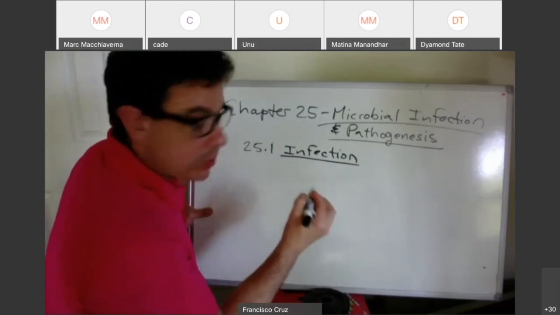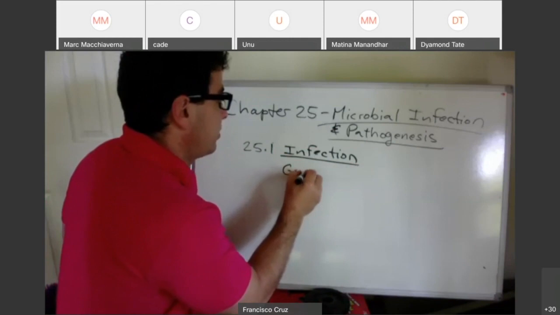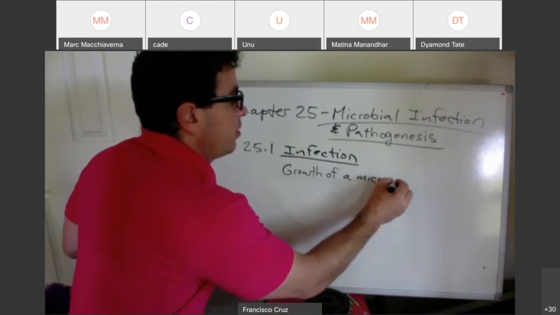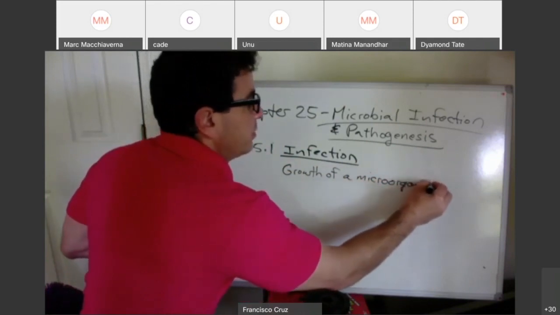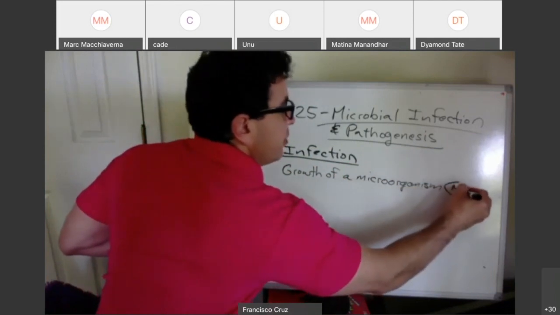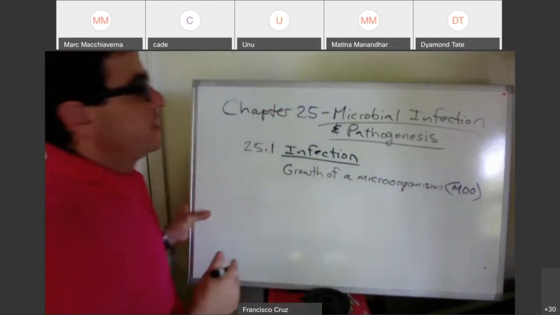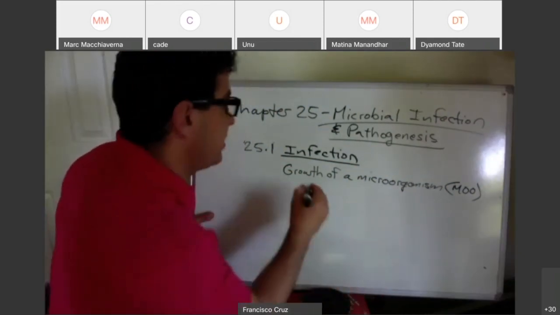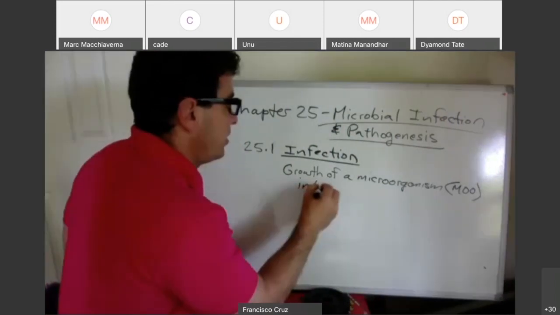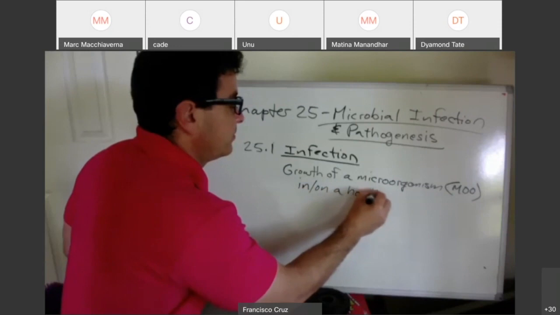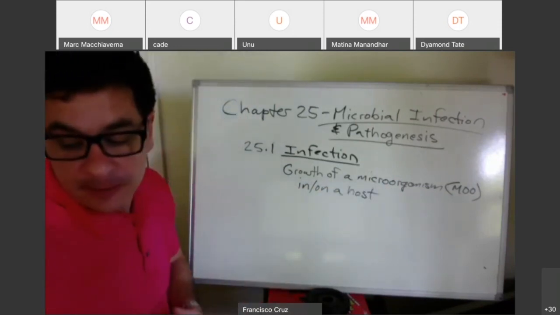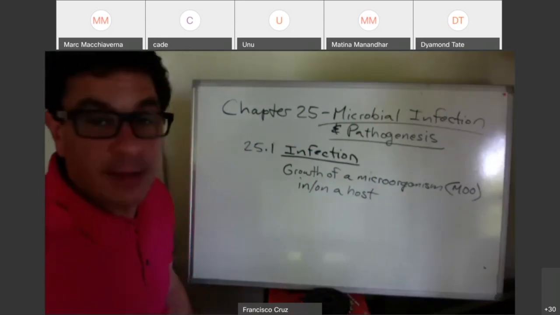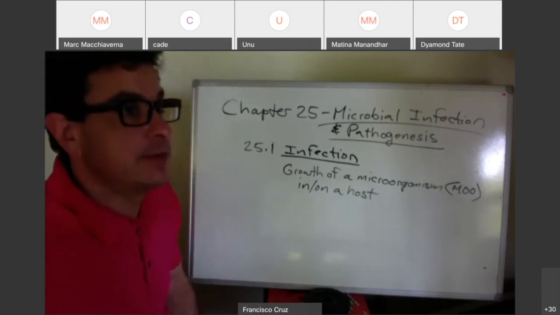This is a growth of a microorganism in a host. We're going to have to come up with MOO. It's an acronym for microorganism. It's too many letters, so from now on, when I put MOO, that's what it means. In or on a host. Okay. That's an important concept. Infection does not mean disease. Does not mean disease.